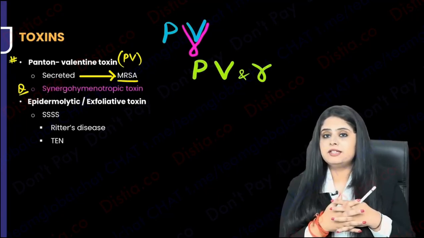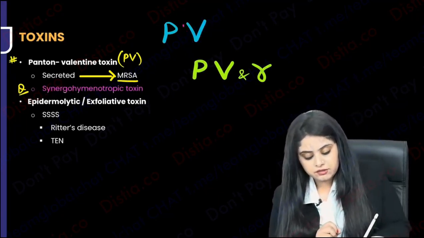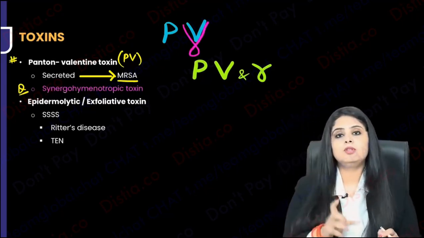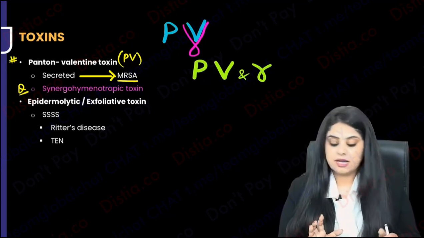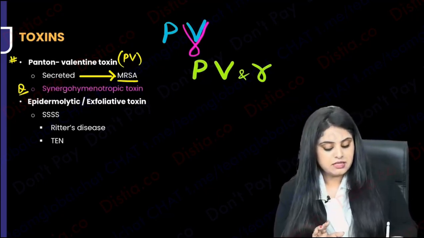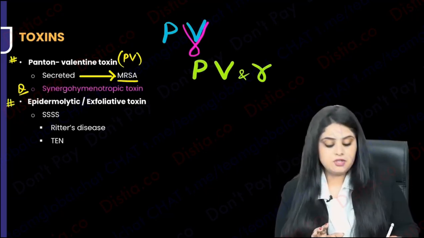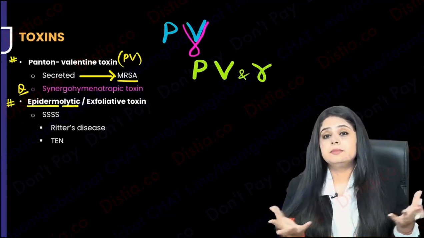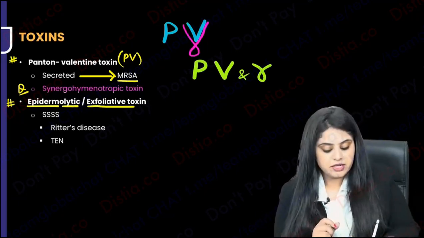They have to work together, they have to maintain synergy. So to maintain synergy, you will write a gamma over here. So PV and gamma hemolysin are said to be synergohymenotropic. Coming to the next toxin, the name is self-explanatory. Epidermolytic. It is going to break the epidermis. It is a skin problem. The skin is going to get exfoliated.